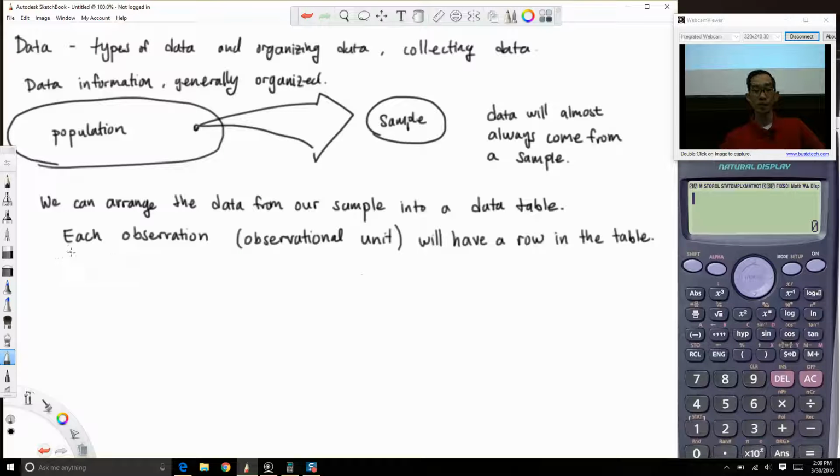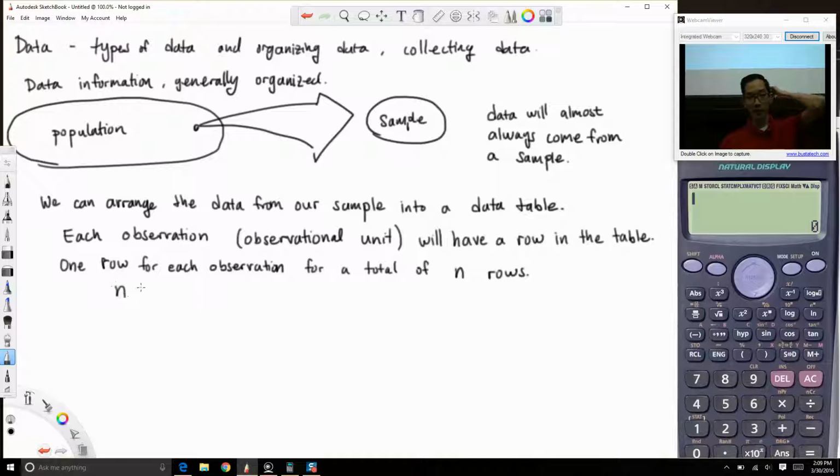Okay, and so we will have one row for each observation for a total of n rows. N is our sample size. So basically, how many observations are included in your sample?